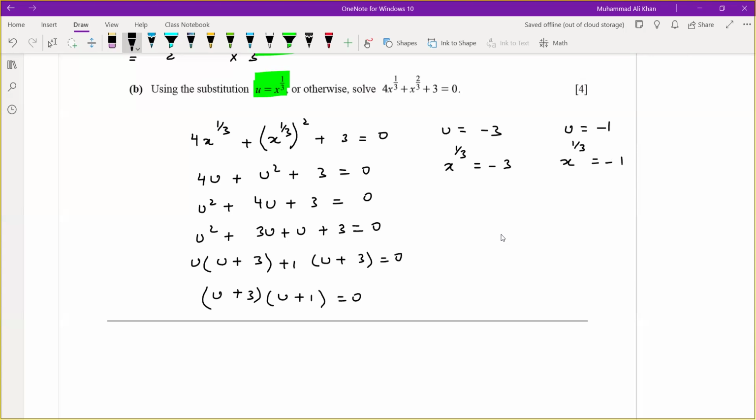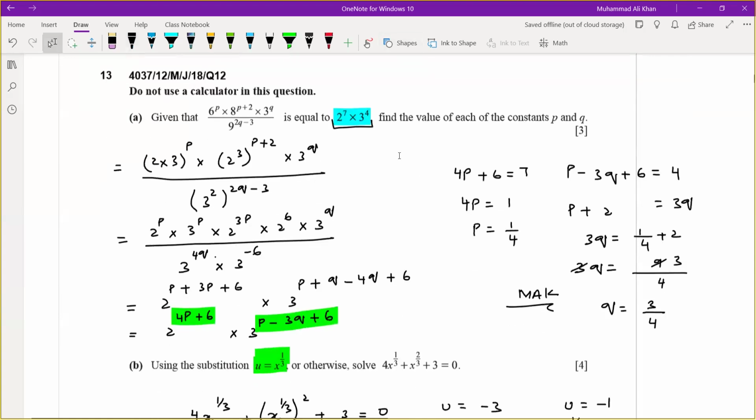So here it is x power minus 3 का cube. Power उधर जाके reciprocate हो जाएगी. So the value of x is minus 27 and minus 1. These are the two values. Hopefully the question is clear. So in today's class, we have done the first 13 questions of paper 1, indices and log chapter.